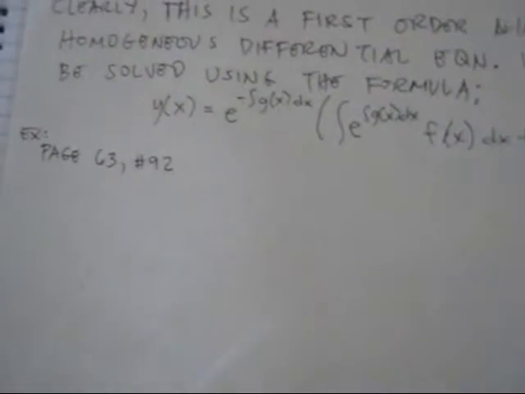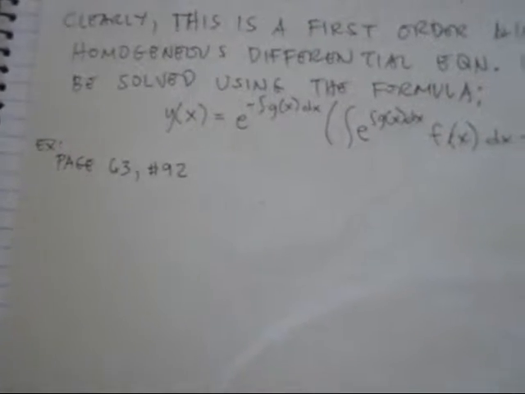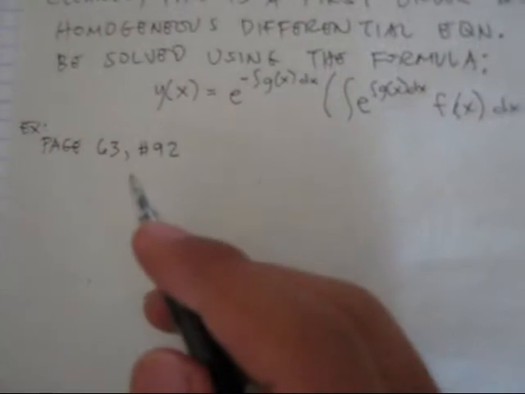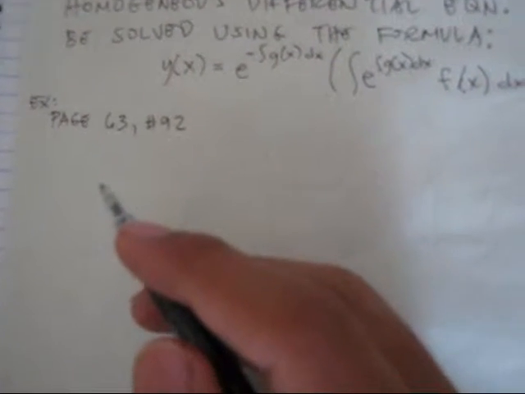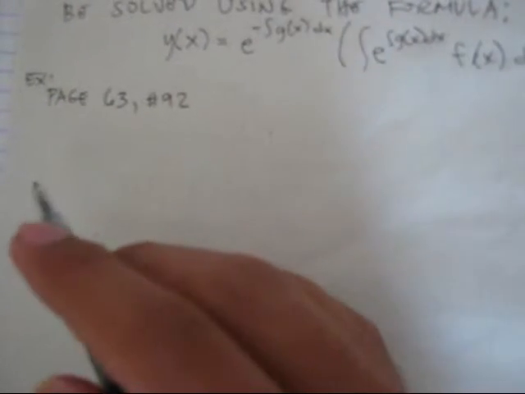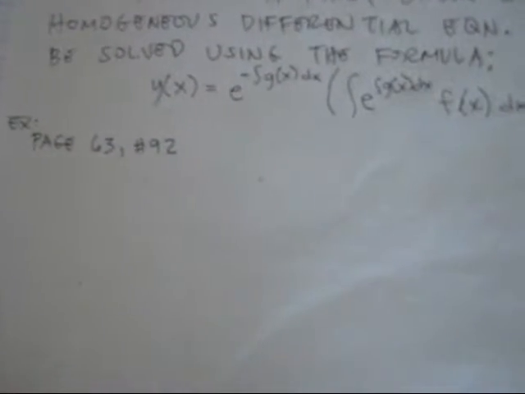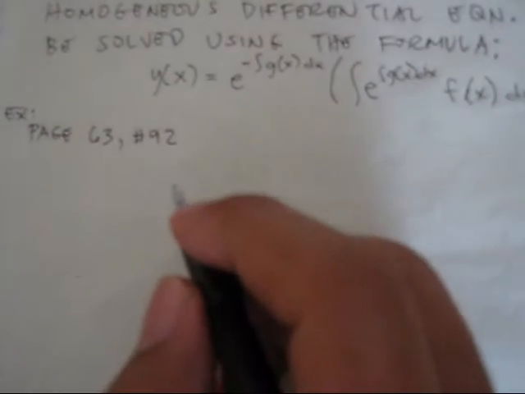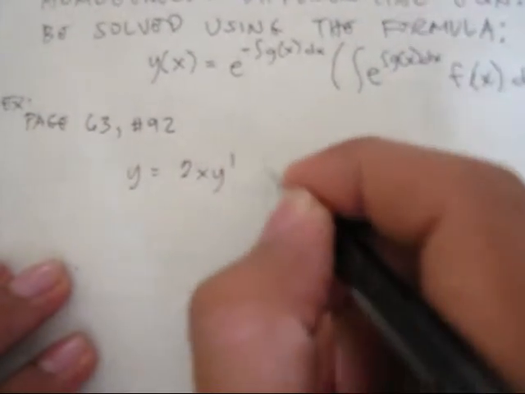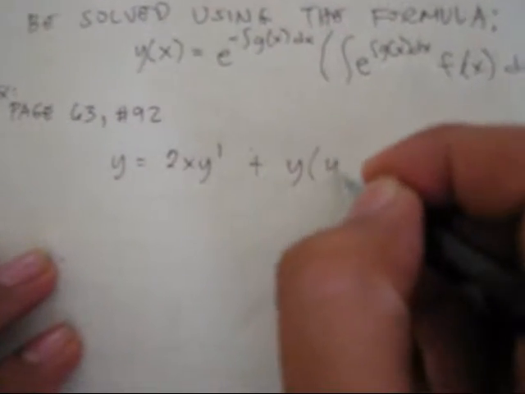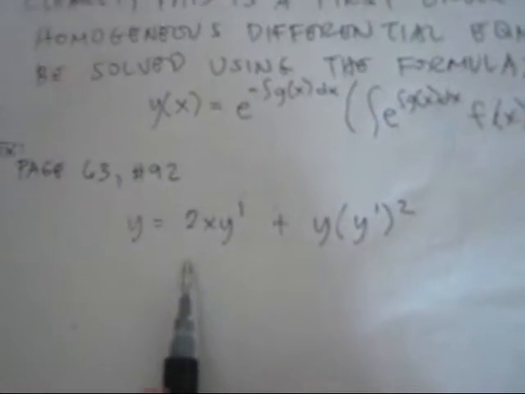So we have an example on page 63, number 92 on Advanced Engineering by Wylie, about light rays emanating from the origin that are refracted, and you have to find the equation of the curve. So upon derivation, you have y is equal to 2xy prime plus y times y prime squared. As you can see, this is a Lagrange equation.